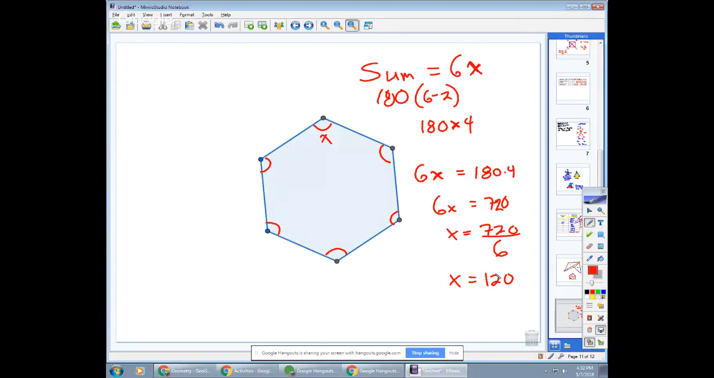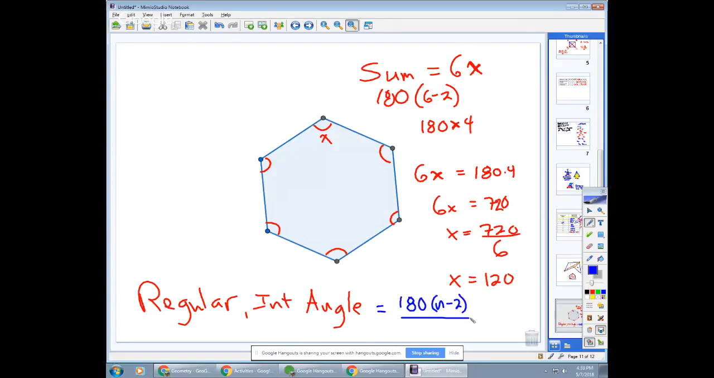So would a formula be 180 times n minus 2 over n? Yeah, so if it's regular and you want one interior angle, we know that the total is 180 times n minus 2. If we divide by the number of angles, then that'll give us a single angle.